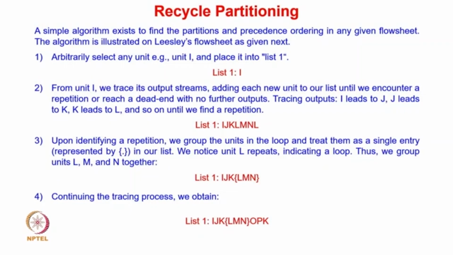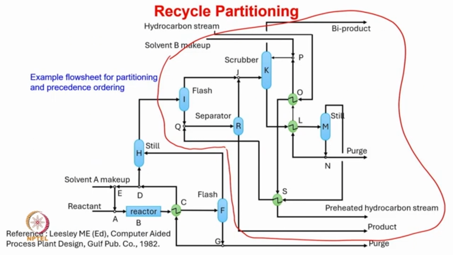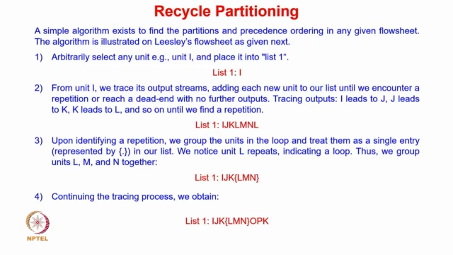So here you can see that this entire thing we have made one group. After that, the next step is we have to see, remember we started with I, and we said I is going to J, and that was one output we have seen. But I can have another output to another unit also. I is going to Q, but Q I have already included here, so there is no output going from I, so this becomes a dead end. We don't have to go ahead with that.